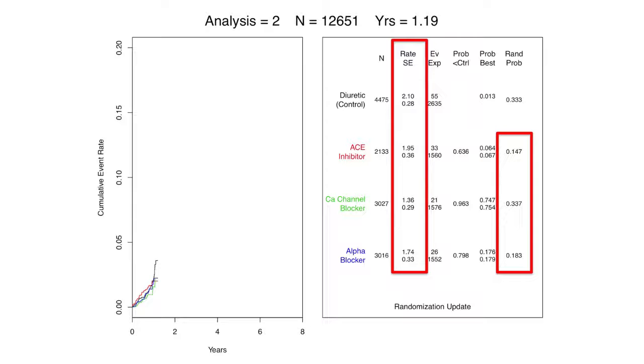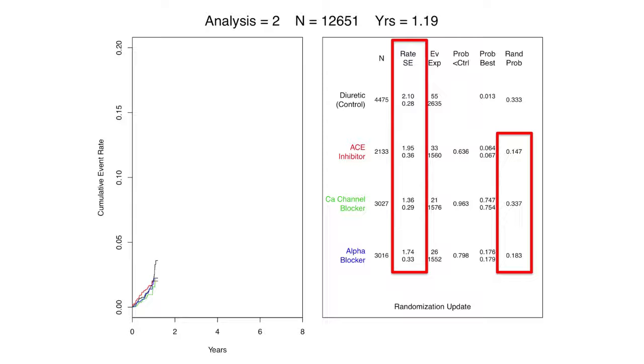This one is for updating just randomization probabilities, not potentially stopping the trial. The ACE inhibitor rate has improved. It's better than diuretic now, but it's still worse than the other two arms. The calcium channel blocker rate is still the same and the best. And so in the next wave, we randomize 33% of patients to diuretic. That's always the same. 34% to calcium channel blockers, and the remaining probability 15% to ACE inhibitors, which is doing the worst, and 18% to alpha blockers, which isn't doing much better.